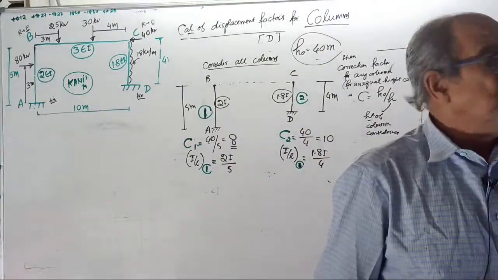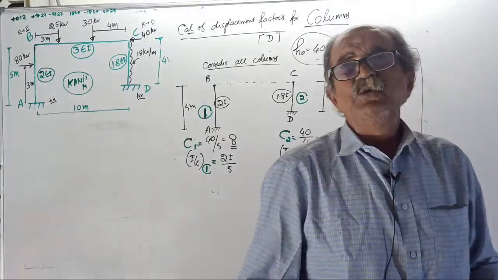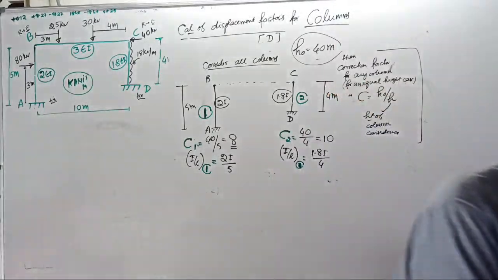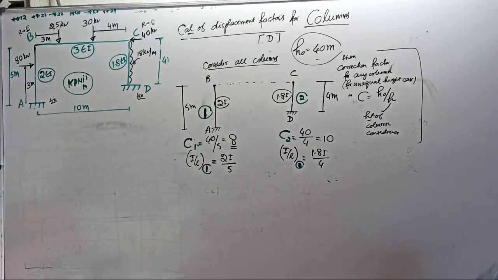Clear now? So instead of calling stiffness, you call I by L. Any problem? Tell me. Calling it I by L, any problem for you? Because if you call K as I by L, hinged will become 3/4 I by L. No, there one more correction will come. That's why I by L.